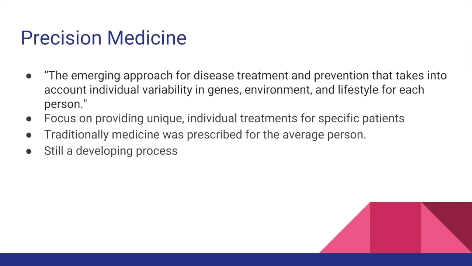Traditionally, medicine was prescribed for the average person, for example, Advil and Tylenol, having universal dosages. And precision medicine is still a developing process, as those receivers still require repeated corrective doses in order to become asymptomatic.